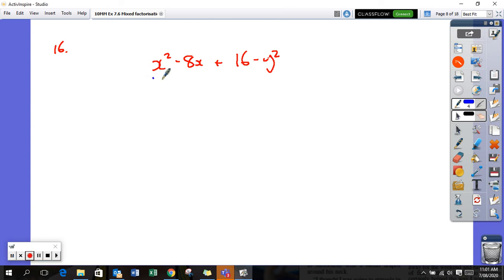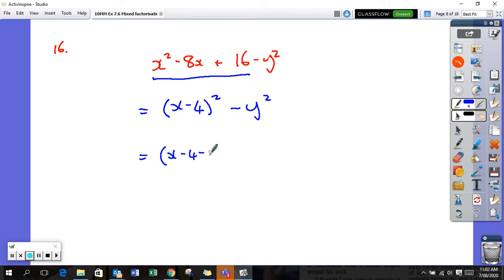If we have a look at that, you probably should have all those squared functions in your bound reference and just go and look at them if you think. So this is actually going to be x minus 4 all squared, because 16 is 4 squared, and minus 8 is minus 4x and minus another 4x. Then we go minus y squared. Now we've got a difference of 2 squares. So we've got x minus 4 minus y times x minus 4 plus y, difference of 2 squares. It's factorised.